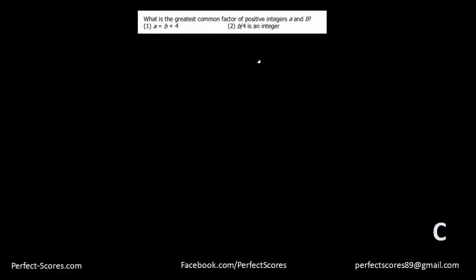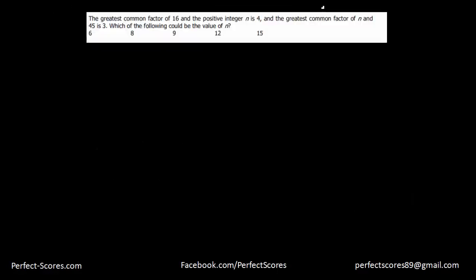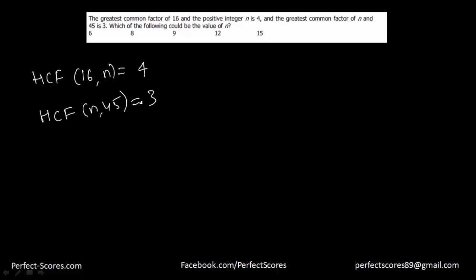Now this over here is a data sufficiency question, right? So just a second. Let's start from here, guys. This says the greatest common factor of 16 and positive integer n is 4, and the HCF of n and 45 is 3. The question says which of the following could be the value of n. So what I'm going to do is use the answer options. I'm going to use 6 first.